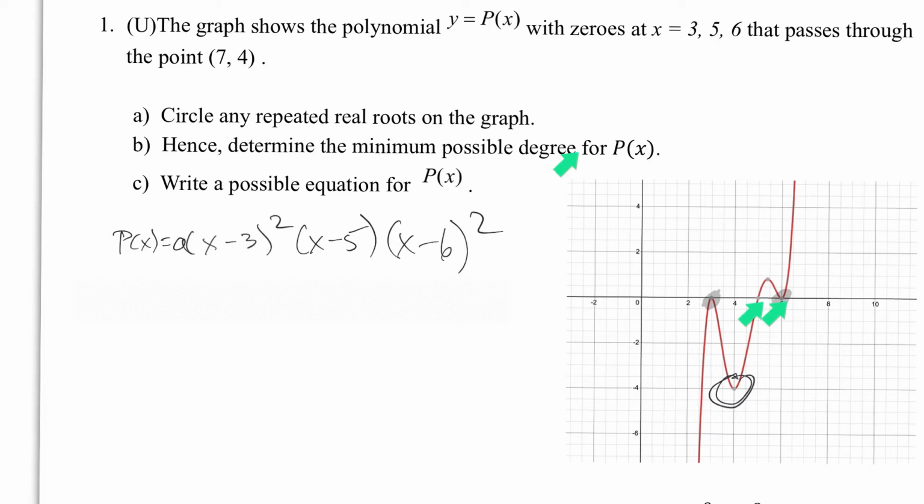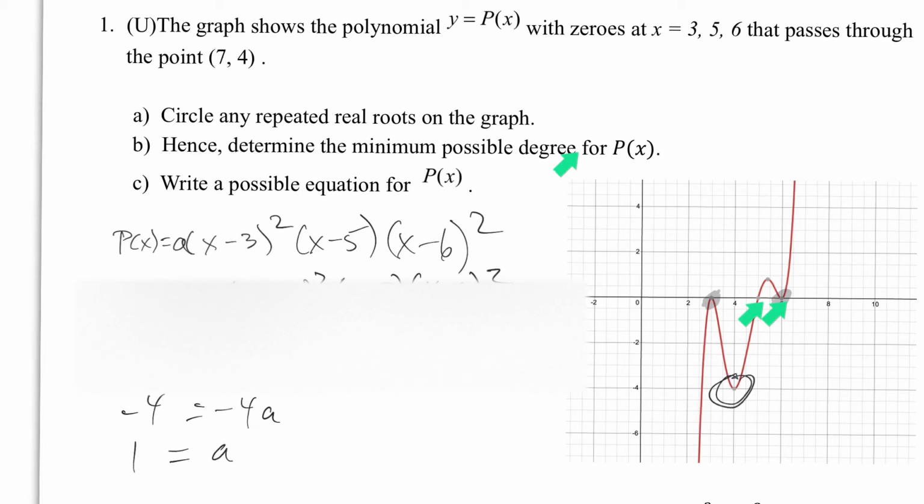and 4 into this and solve for a, and I get 4 minus 3 squared, 4 minus 5, 4 minus 6 squared. This will give us a times 1 times negative 1 times 4, which gives me negative 4a equals negative 4, so a is 1.